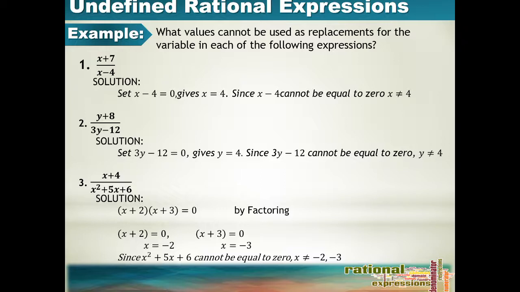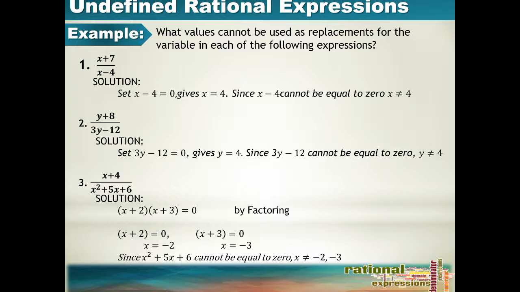First, set the denominator to 0. Since we cannot easily find the value of x for this expression, you need to factor the denominator. So the factors of x squared plus 5x plus 6 are x plus 2 times the quantity x plus 3. Equate the factors to 0. x plus 2 is equal to 0 gives you x is equal to negative 2. x plus 3 equated to 0 gives you x is equal to negative 3.